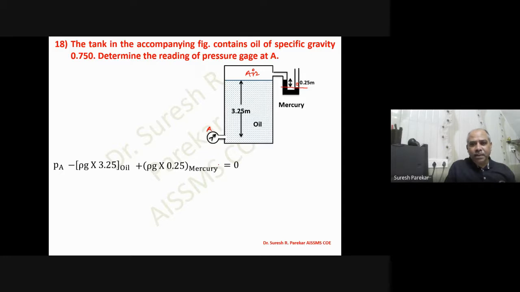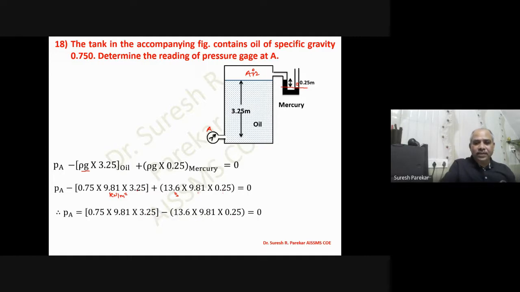Now we have to find out PA for oil. Specific gravity is given as 0.75, and then we will get it as minus 0.75 into 9.81, again this value is in kilonewton per meter square, into 3.25, that is the height of oil, plus 13.6, this is the specific gravity of mercury, into 9.81 into 0.25. And we will get this value, that is PA equal to minus 9.44 kilonewton per meter square. That is vacuum pressure, we have 9.44 kilonewton per meter square.